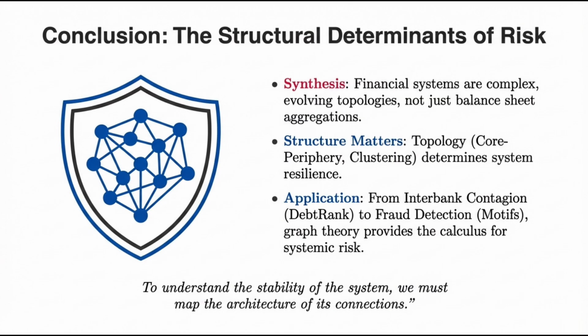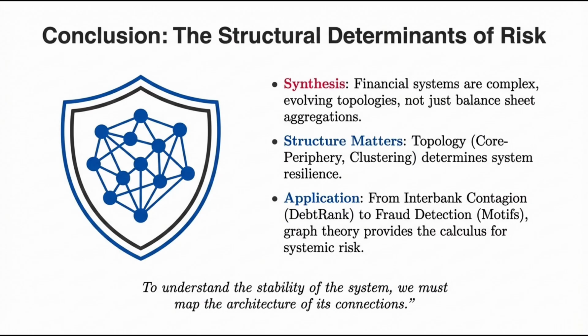We conclude with a broad synthesis about the structural determinants of risk. The shield image on the left is a nice metaphor, suggesting that understanding structure is part of protecting the system. The first bullet reminds us that financial systems are complex and evolving topologies, not just collections of balance sheets. That is a major conceptual shift. The second bullet says structure matters. Topologies such as core periphery or clustering influence resilience. Some structures absorb shocks better, while others transmit them more rapidly.